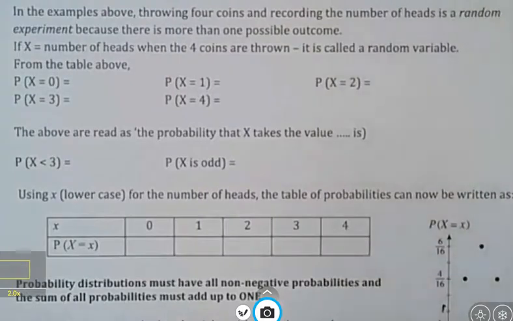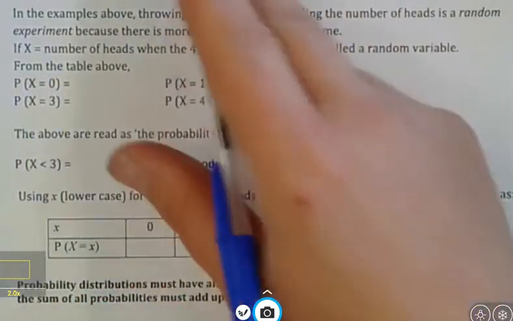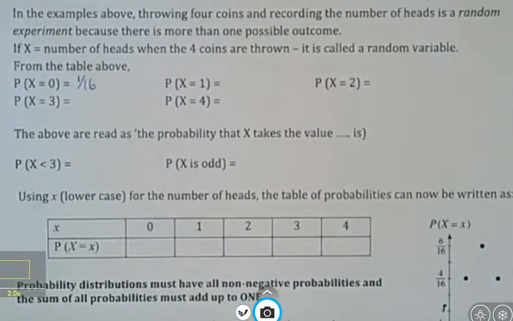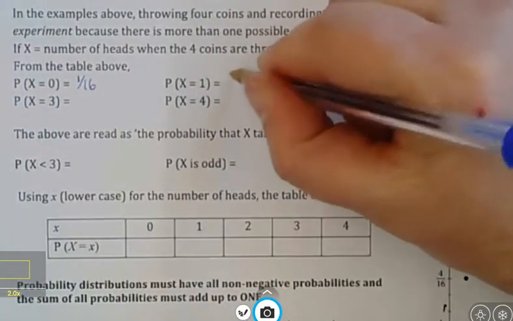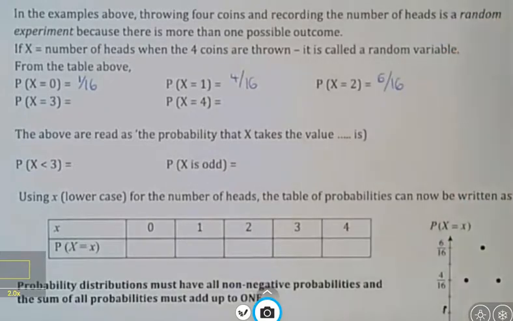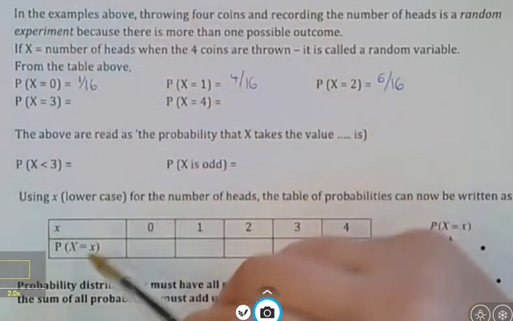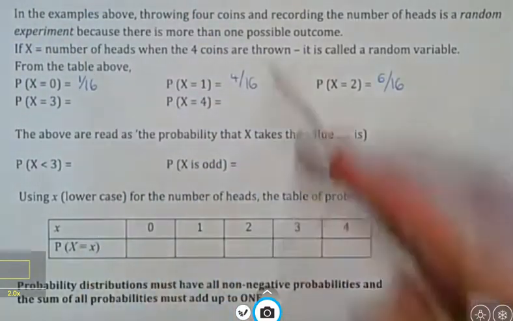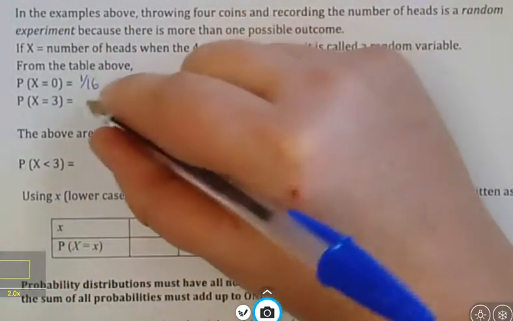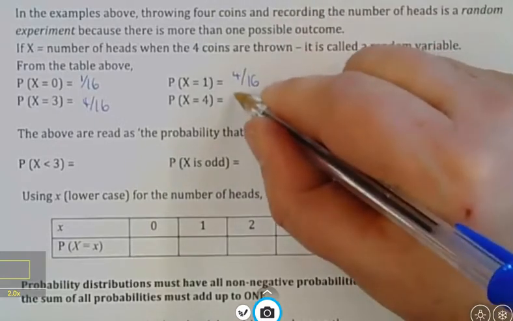So from the table above, tell me what the probability that X is 0 is. What would I write? 1 on 16. What's the probability that X equals 1? Yeah, 4 on 16. The probability that X equals 2 is 6 on 16. So instead of writing probability, I could write the probability that X equals x. We're just looking at the terminology here. The probability that X is 3 is 4 on 16, and the probability that X is 4 is 1 on 16.